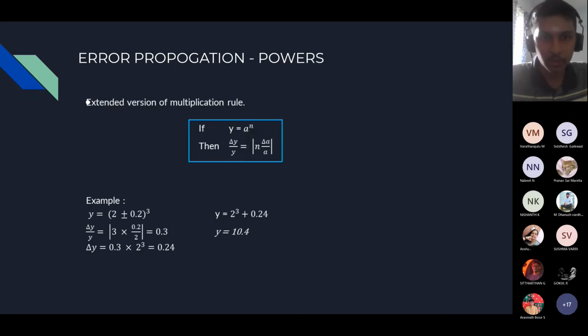But if we directly substitute the given values, that is, we directly find 2 plus or minus 0.2 the whole cube, we'll get almost like y equal to 10.68 or y equal to 10.2. So it gives us approximate values. Next slide.